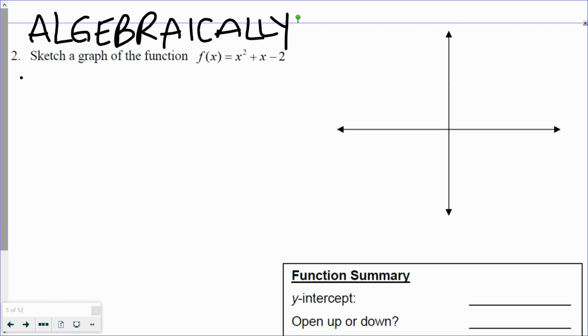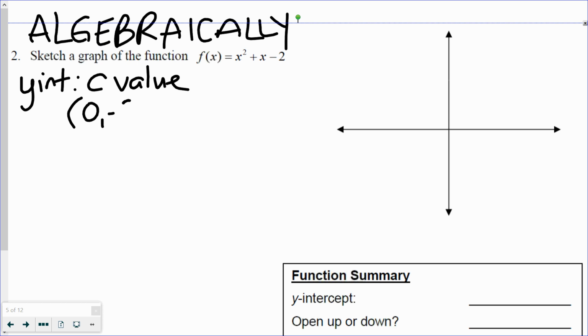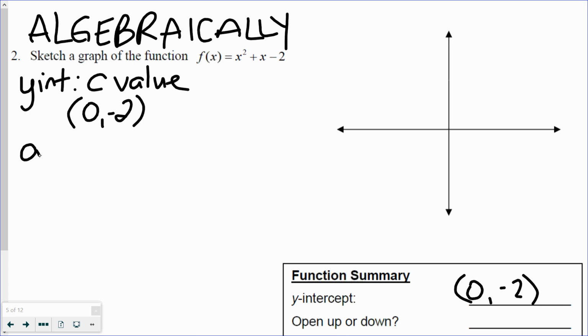So our y-intercept is our c value. So our y-intercept, let's see if I can get it right this time, is at (0, -2), not (-2, 0). We know, so our a value right now, that's the value in front of that x squared, is a positive one, just like the last one. So a is greater than 0, not greater than or equal to 0, just greater than 0. So it's going to open up.